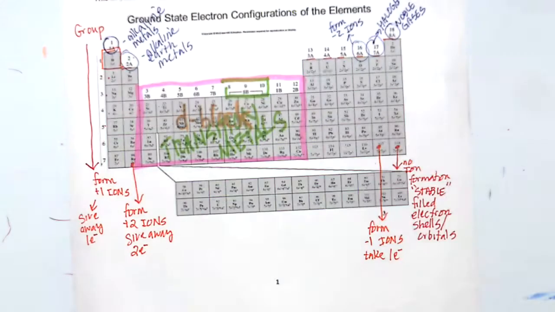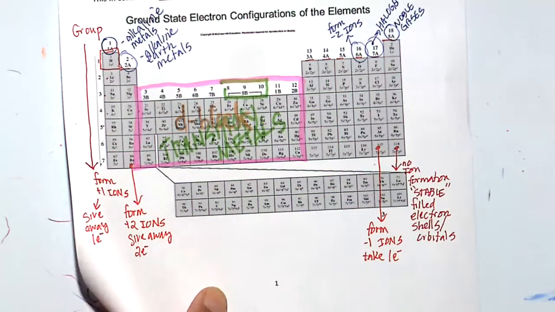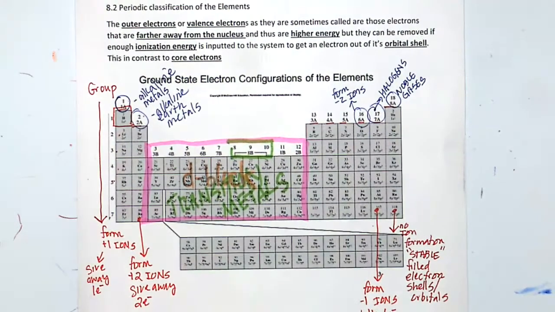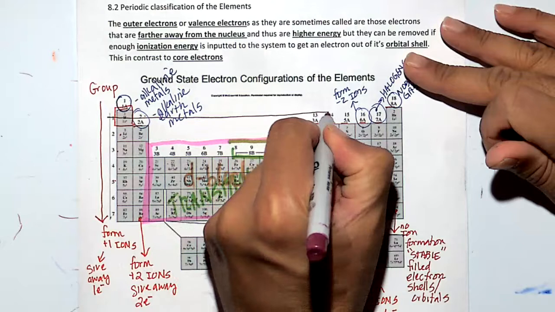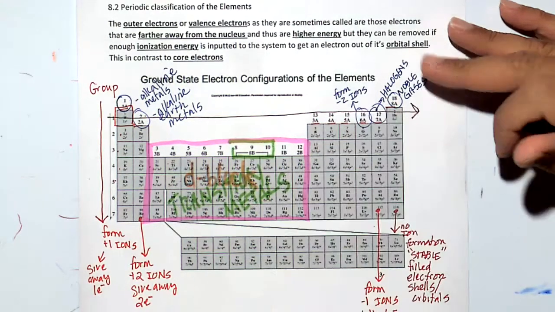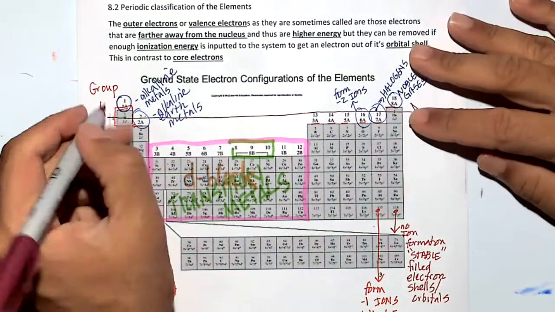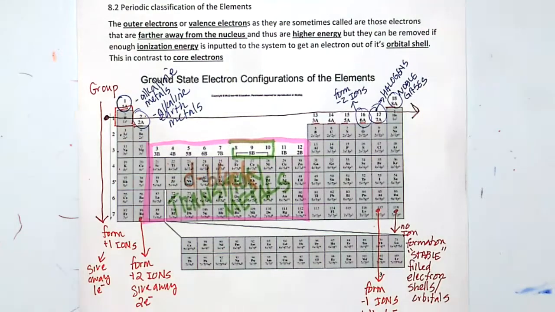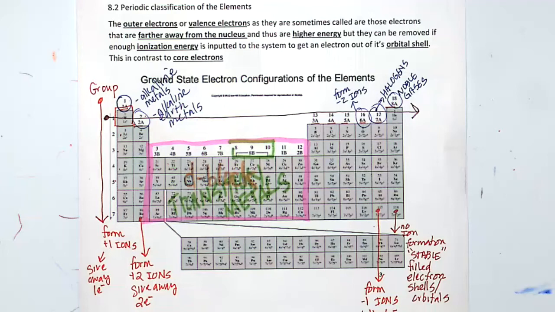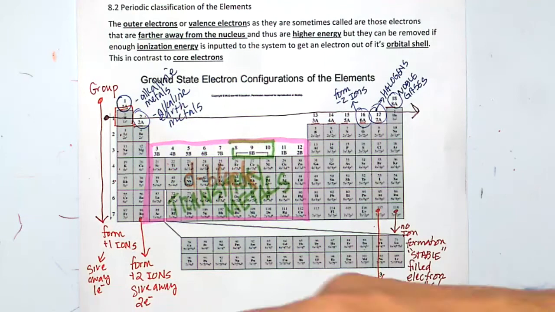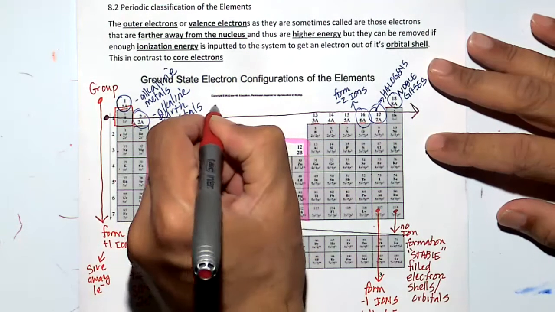So that's going down a column. Let's talk about going left to right, and I'm going to use purple for that. Going left to right, we will call that a period. So going down is a group. Going the rows left to right is a period.